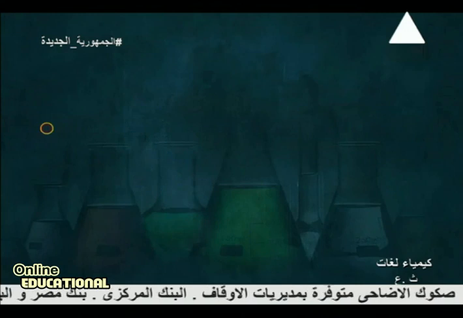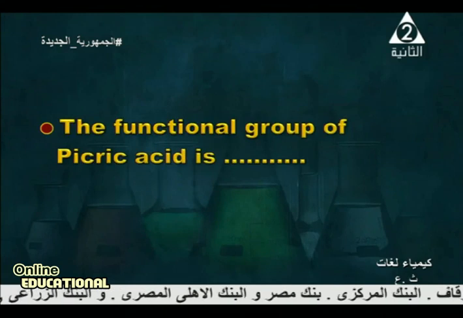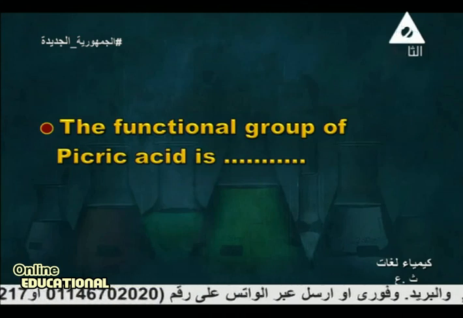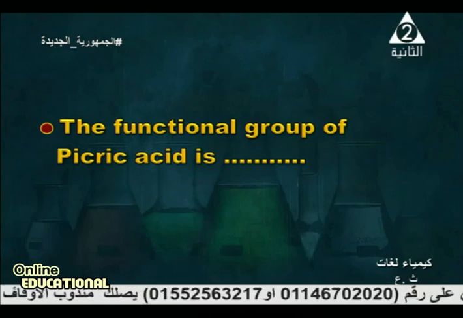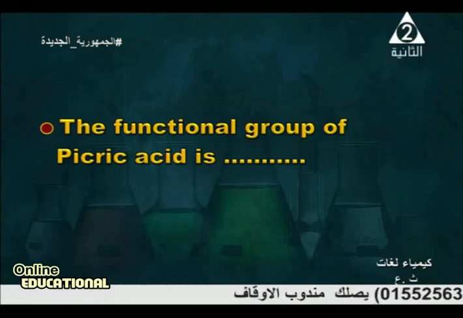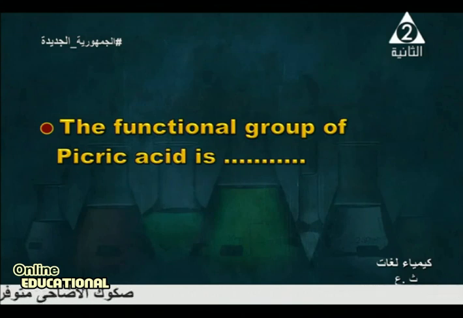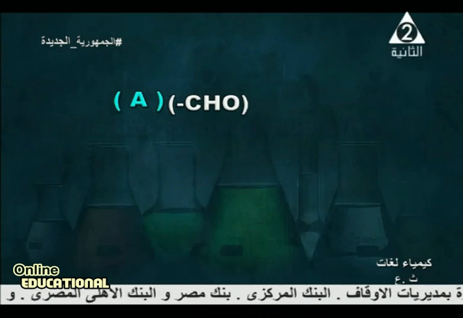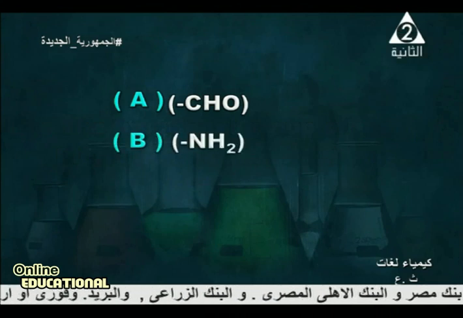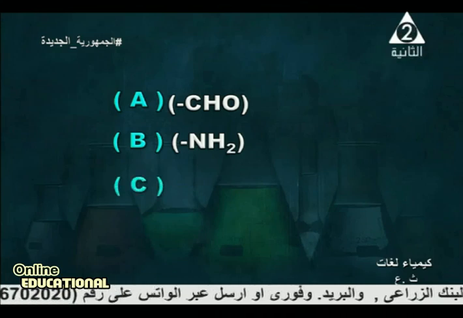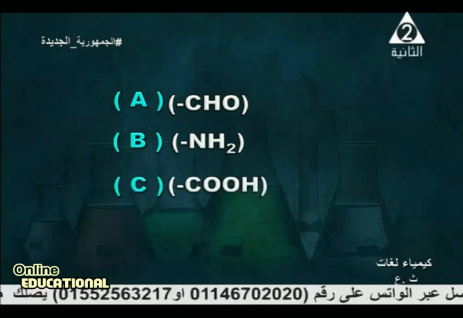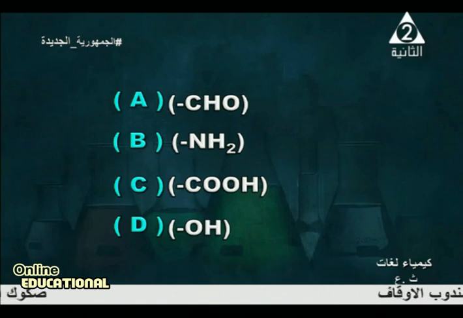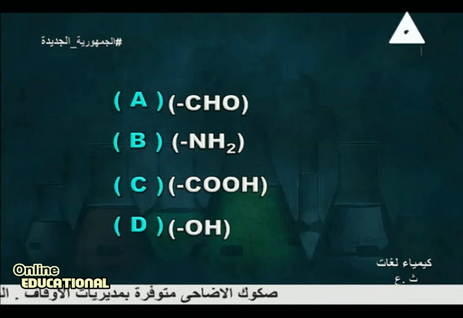But when I say the question, as you see, functional group of picric acid is, do you think picric acid is like ethanoic acid? I don't think so. The functional group is changed. Yes, why not? Let's see the multiple choice. For the first, dash CHO, aldehyde, or the same amine group NH2, or carboxylic group, COOH. Now, you have lost one. Do you think what is this? OH. Ask yourself what you have.